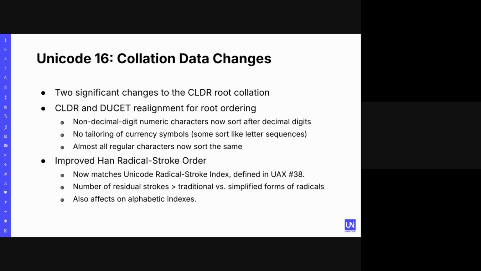Marcus was able to get agreement by everyone to rationalize it, changing mostly the Unicode base set, but making a couple of changes in CLDR, which are listed here. The non-decimal digit numeric characters, like Roman numerals, now sort after the decimal digits. There's no tailoring of the currency symbols. So if you get a real that's based upon a sequence of Arabic letters into a chunk, then it sorts as if it were the sequence of Arabic characters. And then almost all other regular characters sort the same.